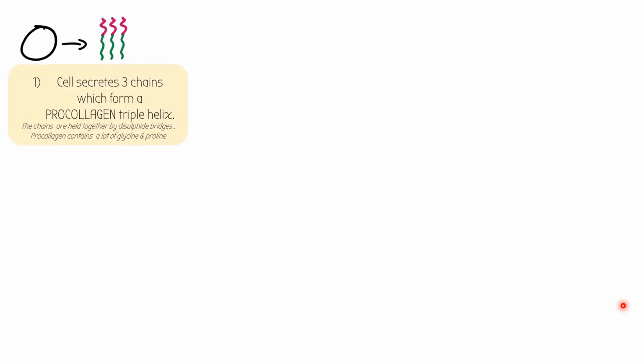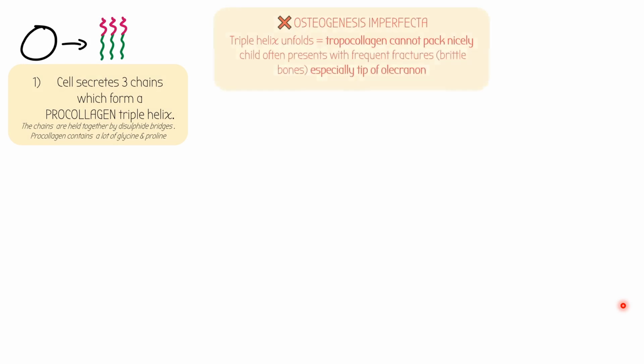Okay, right, so now on to diseases. There's basically diseases at every stage. The first one we're talking about is one called Osteogenesis Imperfecta, which affects stage 1. So remember, stage 1 is the secretion of the procollagen triple helix. In Osteogenesis Imperfecta, this triple helix can actually unfold, which means the tropocollagen is not going to pack nicely because it's all over the place, meaning our collagen is actually going to end up quite weak.